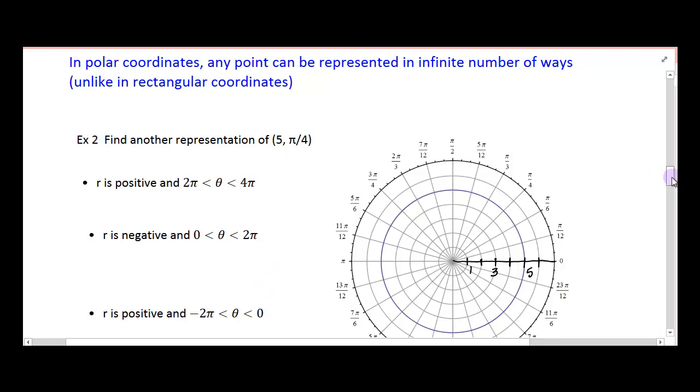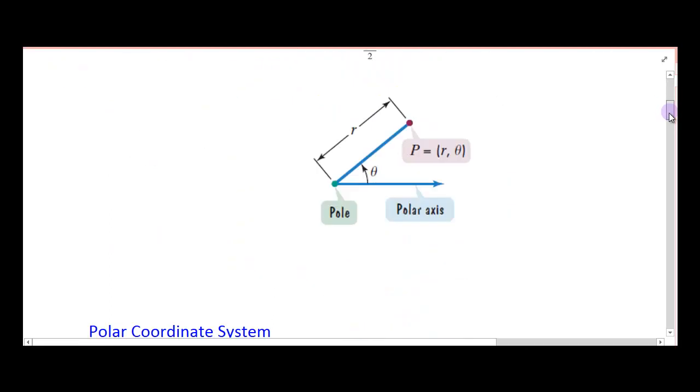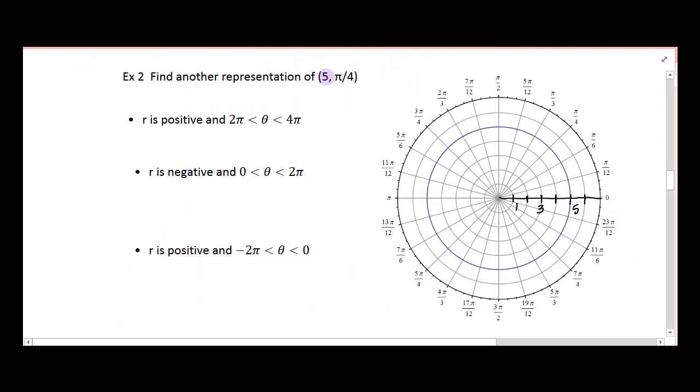So here I have my graph drawn over here, and I want to find 3 other ways to represent the point (5, pi over 4). Let's start by just plotting this point on the graph. If I have the point (5, pi over 4), then that means I have rotated pi over 4 and come out of the pole a distance of 5, which would be right here.